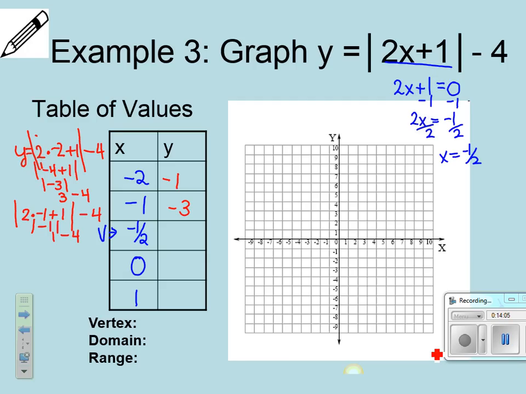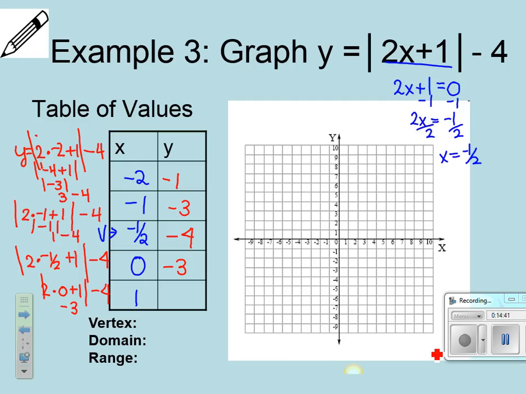Then I plug in negative 1/2. 2 times negative 1/2 plus 1, subtract 4. 2 times negative 1/2 is negative 1. Plus 1 is 0. Absolute value of 0 is 0. 0 subtract 4 is negative 4. Now we're going to plug in 0. 2 times 0 plus 1, absolute value of that. 2 times 0 is 0 plus 1 is 1. Absolute value of 1 is 1. 1 minus 4 is negative 3.